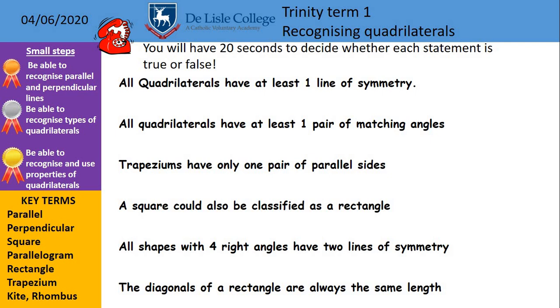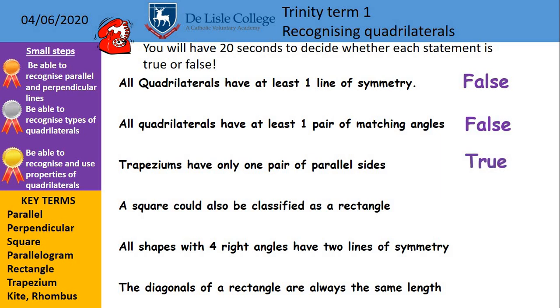Okay, so all quadrilaterals have at least one line of symmetry. Okay, that is false. All quadrilaterals have at least one pair of matching angles. Also false. You might think of some shapes that definitely have at least one line of symmetry with the quadrilaterals, likewise one pair of matching angles, but you've got to just think of one shape to prove it wrong. There might be 1,000 shapes that prove it right, you've only got to find one that proves it wrong for it to be false, because it says all of them. Trapeziums have only one pair of parallel sides. That is true. Okay.